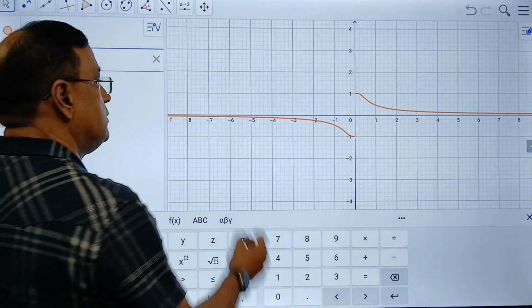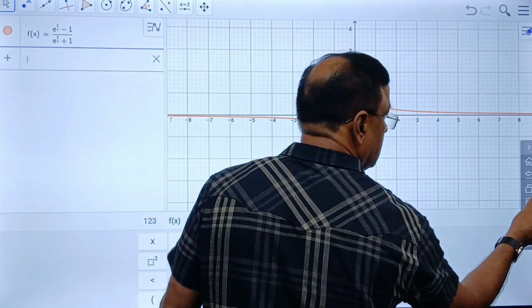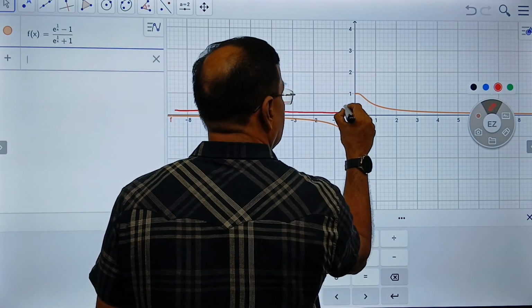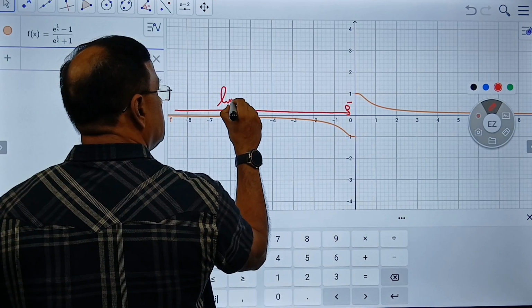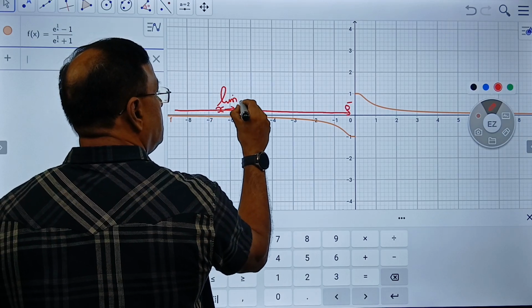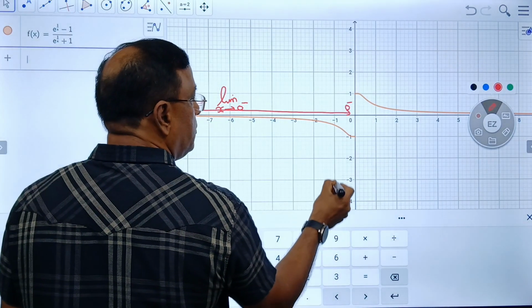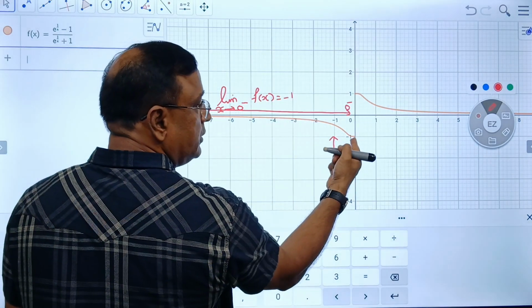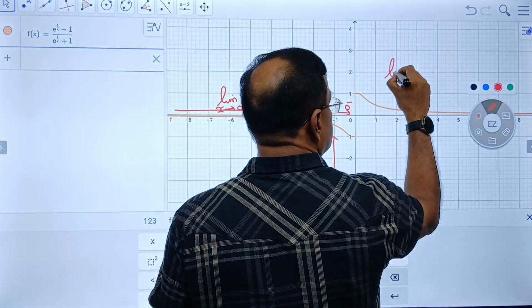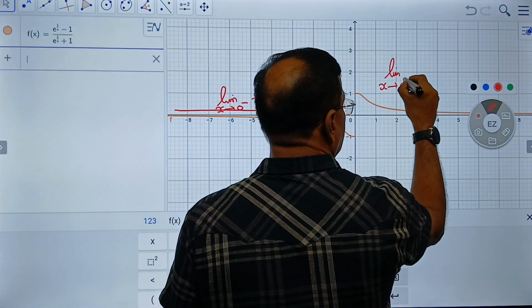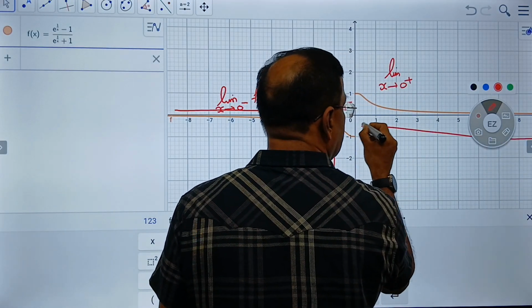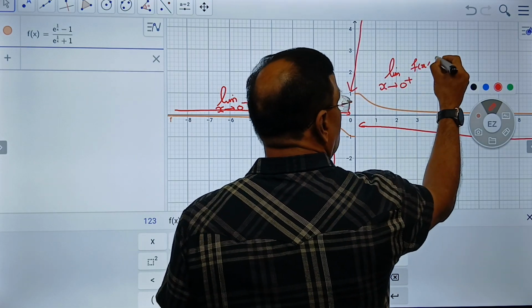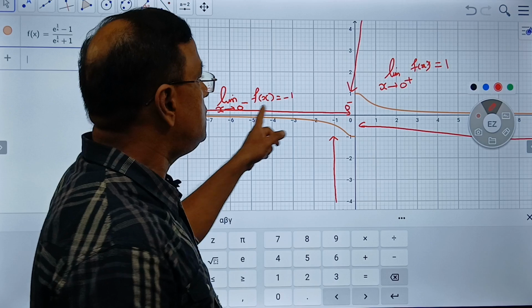Now look at this. The left hand limit. When x approaches 0 from the left side, 0 minus, y approaches minus 1. That is why your left hand limit was minus 1. Can you see it? Now when x approaches 0 from the right side, your f of x approaches what? It approaches 1. LHL not equal to RHL.